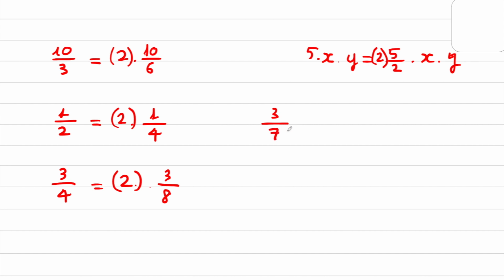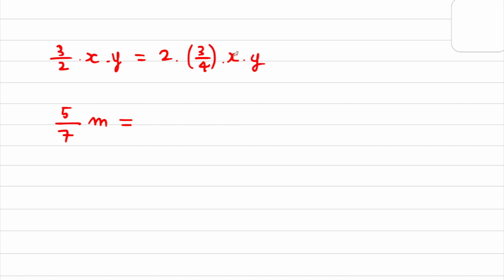3 over 7 will be equal to 2 multiplied with 3 over 14, because after simplifying 2 over 14, you got 7 in here. 5 over 11. What is the next one? You got 2 multiplied with 5 over 22 in this form. Okay, that is the way you can factorize the rational number into 2 multiplied with the new one.